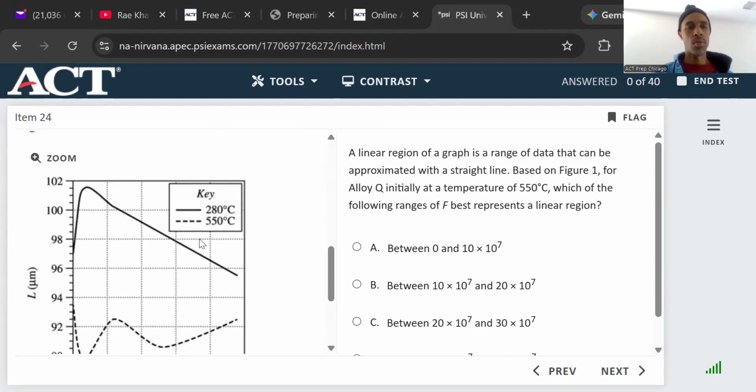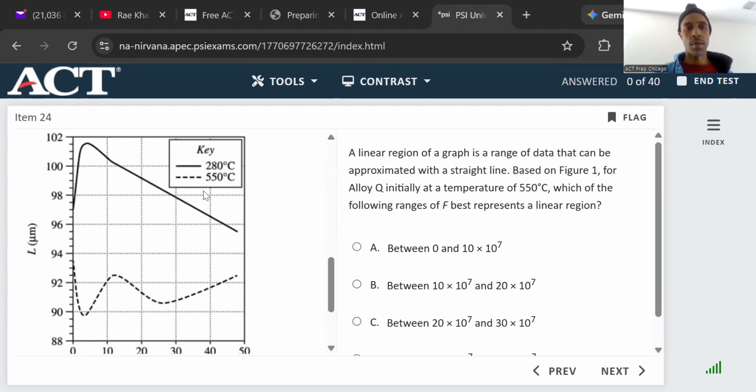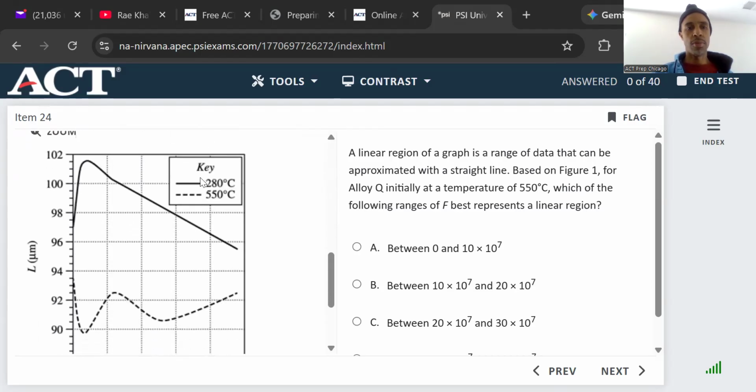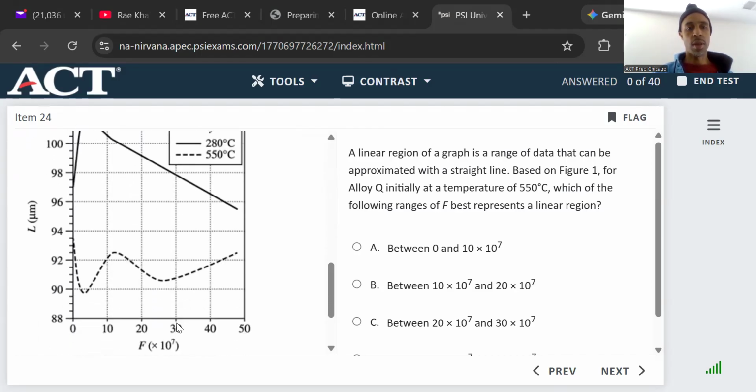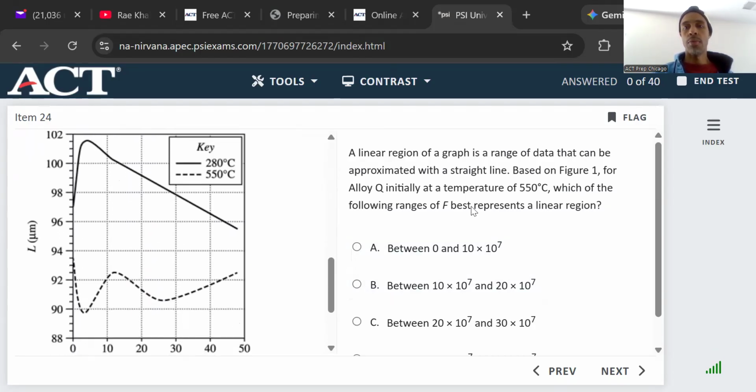For alloy Q, that must be the only alloy in there, because the only thing different in figure one is different temperatures, and they measure in length based on whatever the F is. I don't know what F is, but I don't need to know. For now, based on figure one, for alloy Q initially at a temperature of 550 degrees, this is the dotted line. You see what I'm doing?